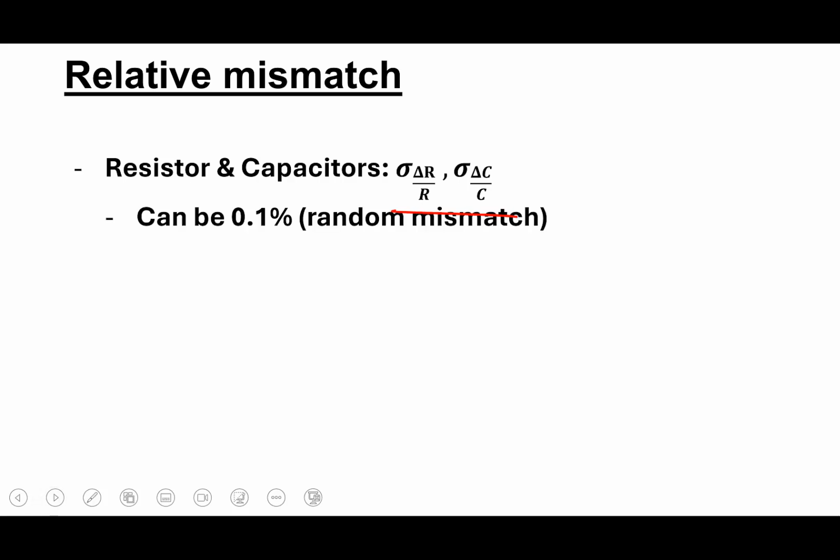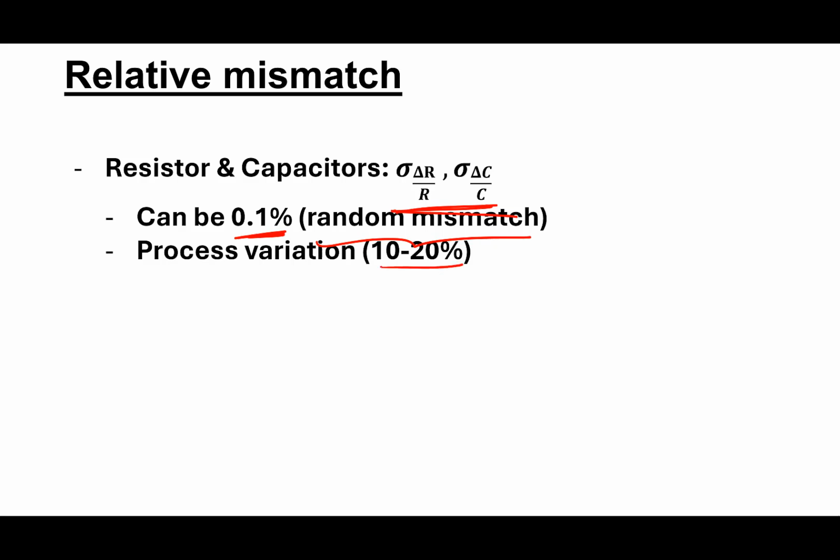For MOSFETs as well. And this sigma delta R by R and sigma delta C by C can actually be as low as 0.1%. That is, the random mismatch can be kept very small. But if I look at the process variation, that is the variation in the mean value from chip to chip, that can be as high as 10 to 20%. That is, in a particular chip, you can make sure that the resistor and capacitance values do not vary a lot. By 0.1% only it can vary. But if I look at the mean value of the resistors between chips, that can vary quite a lot, by 10 to 20%.